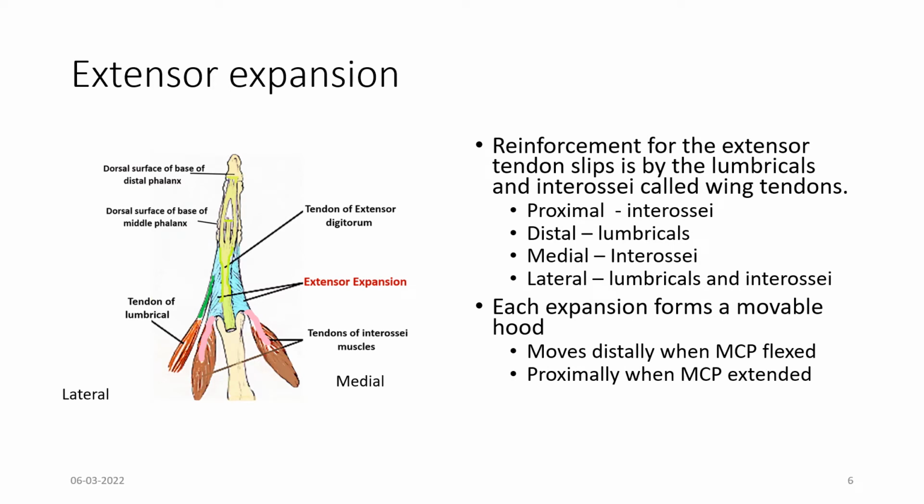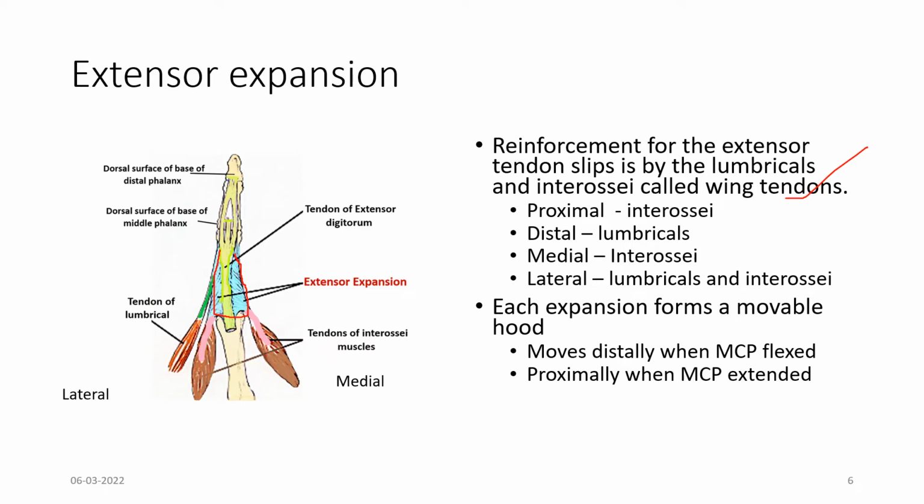So here you are seeing the central tendon of extensor digitorum and the two lateral slips of it. So the central tendon is getting inserted into the middle phalanx and the lateral slips to the terminal phalanx. These are all on the dorsal aspect of the digit. You see the triangular extensor expansion, and it is reinforced by the lumbricals and interossei muscles. So these are called wing tendons.